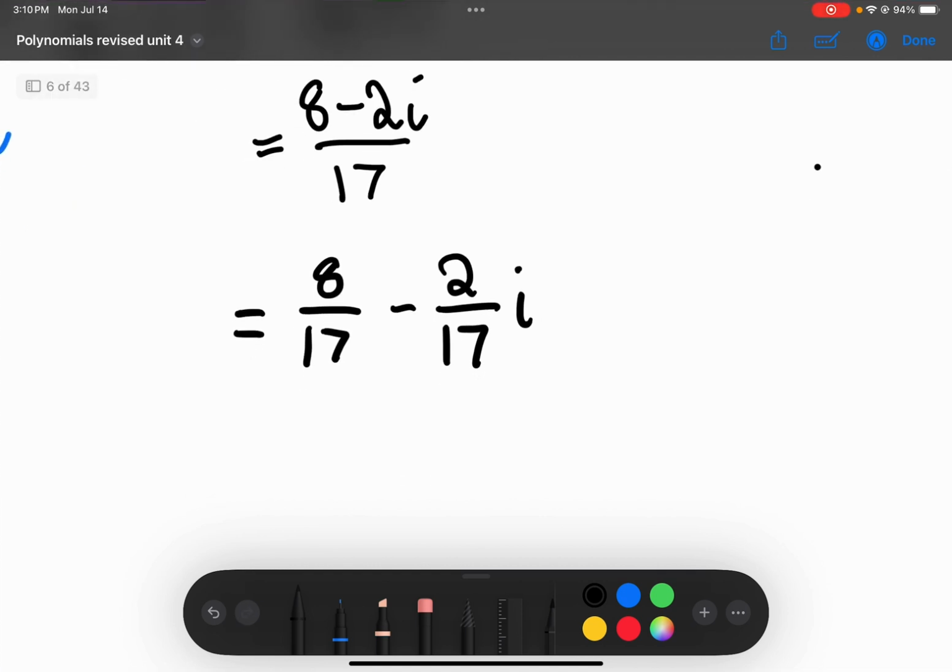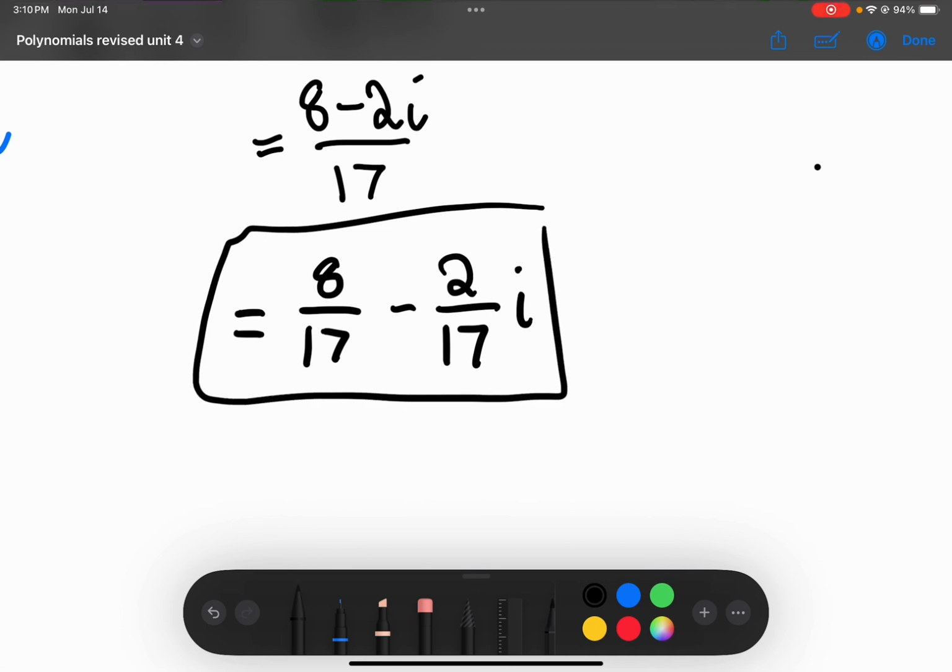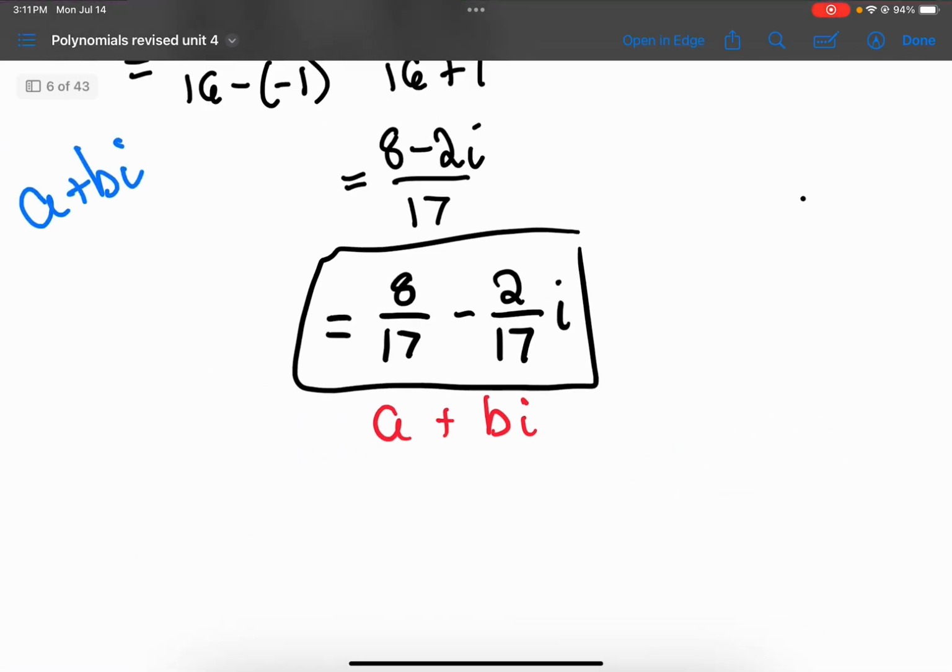And neither of these fractions are going to simplify or reduce in any way, so this would be our final answer in a plus bi form. And a common question I always get is like, is this a plus bi form if it's a minus sign? Yes, it absolutely is. In this case, our b just happens to be negative 2 over 17. Totally fine if it's plus or minus, does not matter.